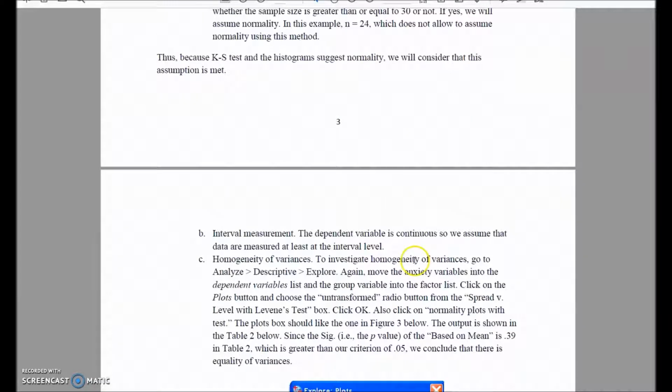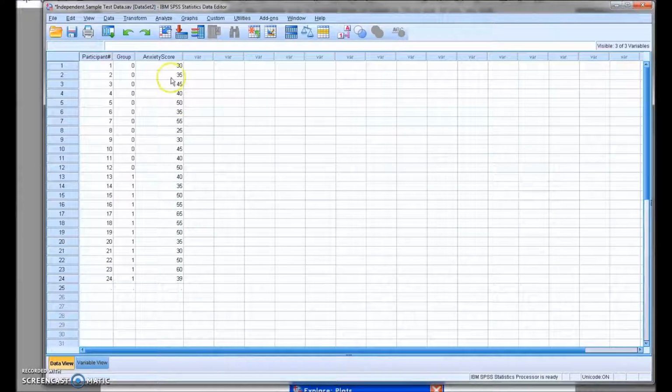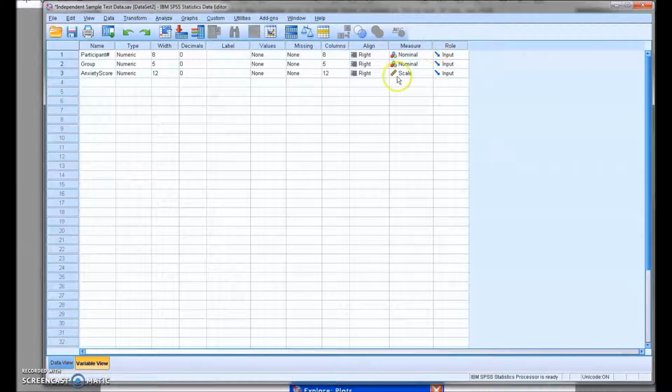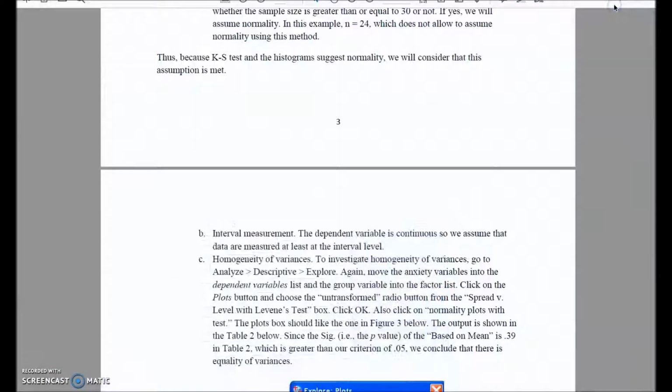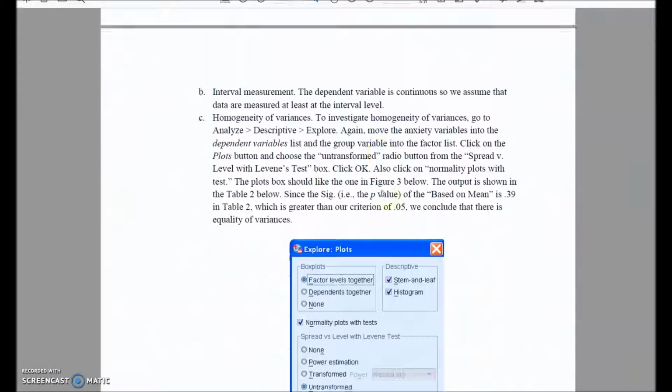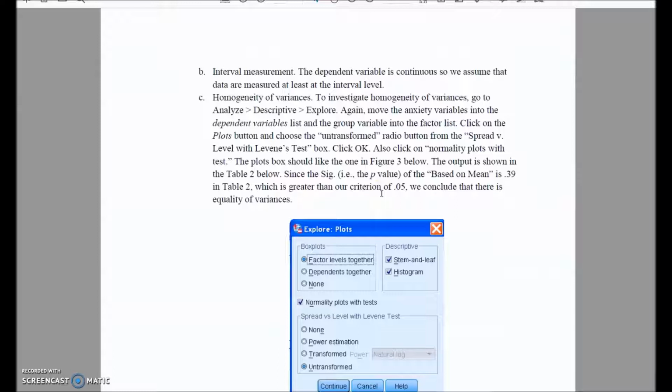Now, the next assumption we want to see is, is the dependent variable continuous? Is it a scale? Yes, it is a scale because it is the anxiety scores of all the participants. The type of measurement is a scale. So that is satisfied.